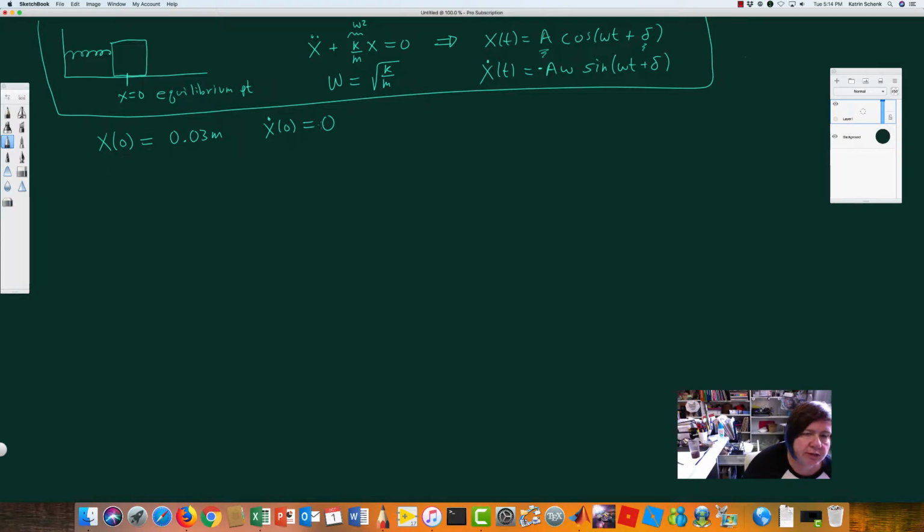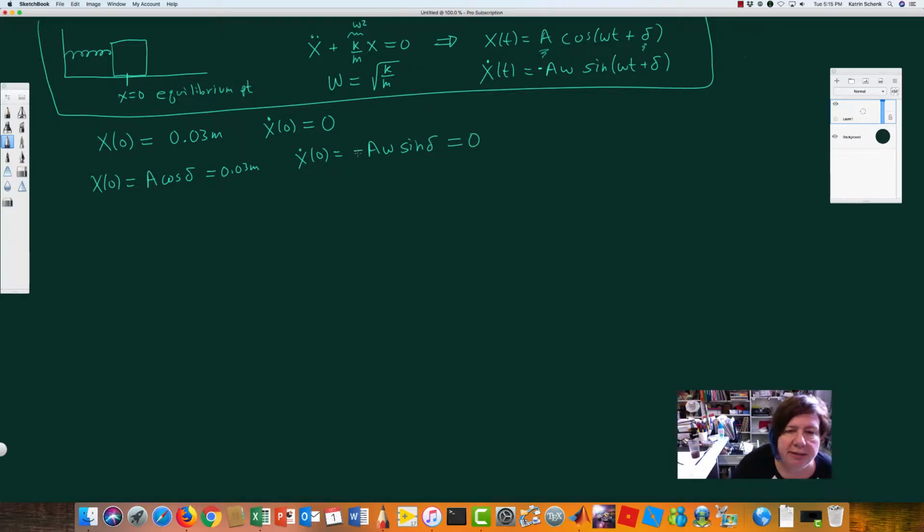So I have two equations here. Here's the first one. I'm going to say x at 0 is going to be A cosine of delta, because omega t is 0. And that has to be 0.03 meters. All right, well, it's got two unknowns, so I'm not going to do anything with that yet. I'm going to do the next one, using my x dot. That's going to be x dot at 0 is minus A omega sine of delta, and that has to be 0.